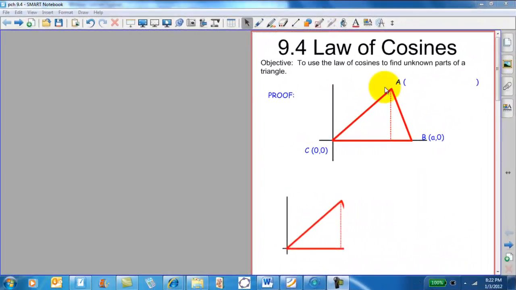Hello pre-calc honors students, here is the law of cosines, and our objective is to use the law of cosines to find unknown parts of a triangle. Let's start off with a proof because we did so much with coordinate geometry proofs from before.